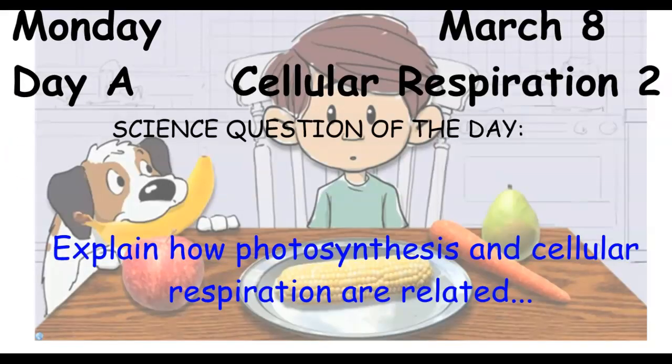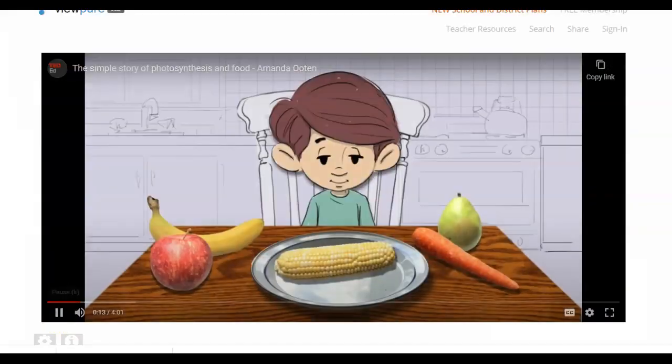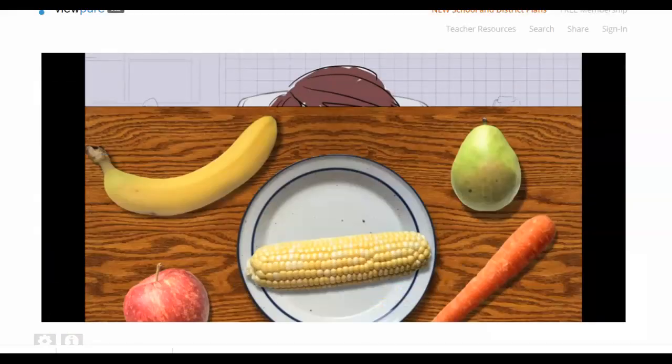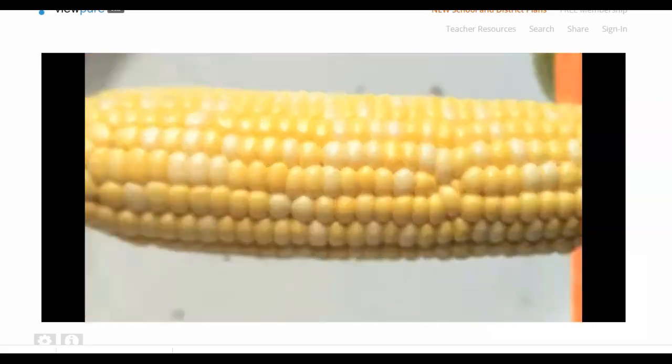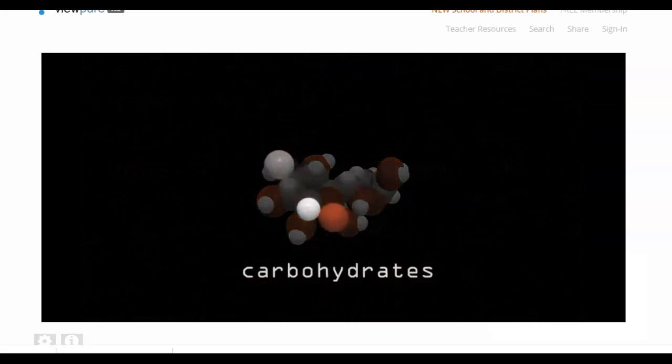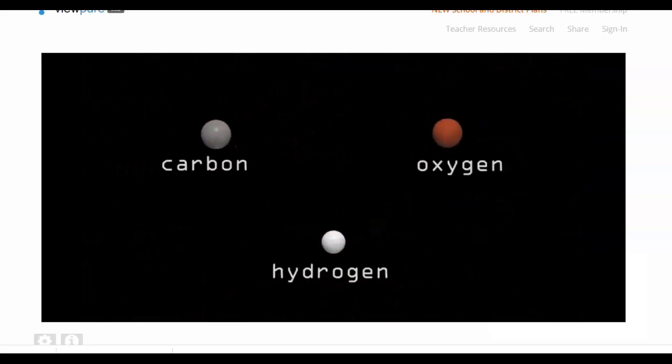Let's take a little look at a question I thought you guys might find enjoyable, because we all eat and breathe, and that's kind of a thing, right? So let's see how photosynthesis and cellular respiration are related. Let's take a look. Ever wonder where most of the food you eat every day comes from? Well, about 60% of the food you eat is carbohydrates. As you can probably tell from its name, carbohydrates contain carbon, hydrogen, and oxygen.